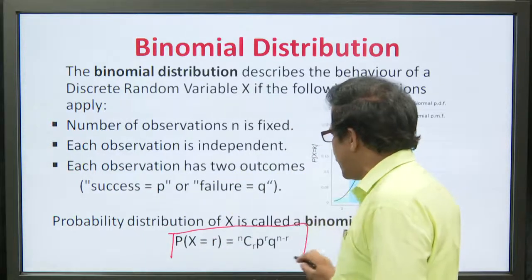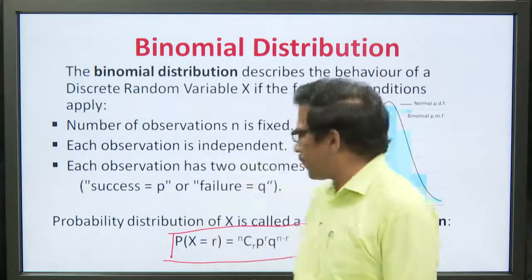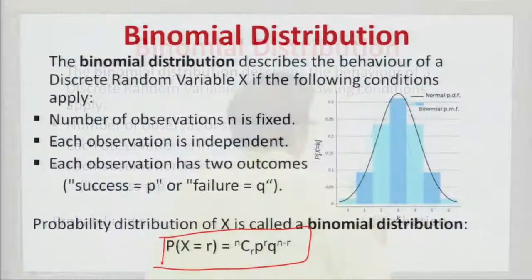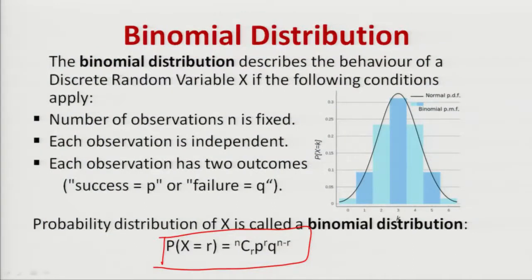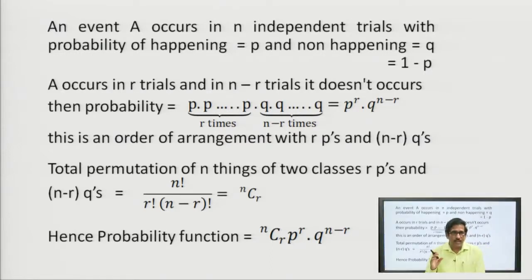P(r) = nCr p to the power r q to the power n minus r. We can also verify, if we take a binomial distribution, the distribution at 0, at 1, at 2, at 3, at 4, at 5 and 6, the discrete value distribution. Okay. Next is how this formula comes: nCr p to the power r q to the power n minus r.